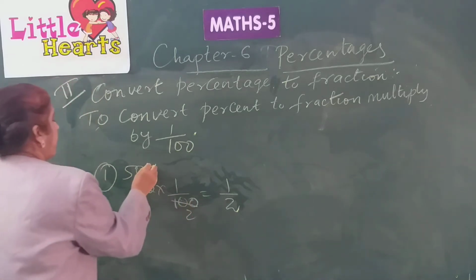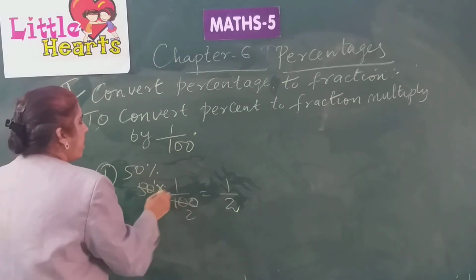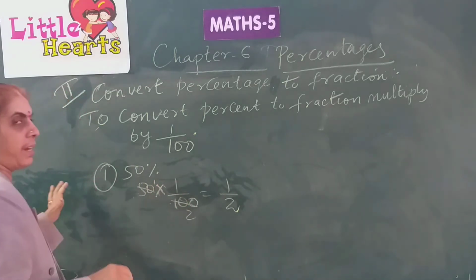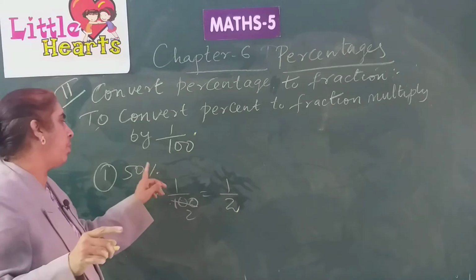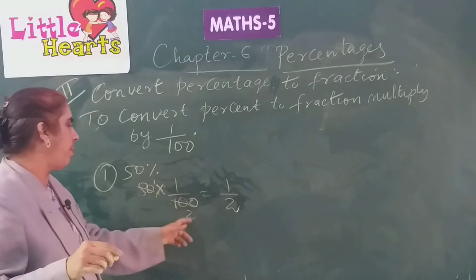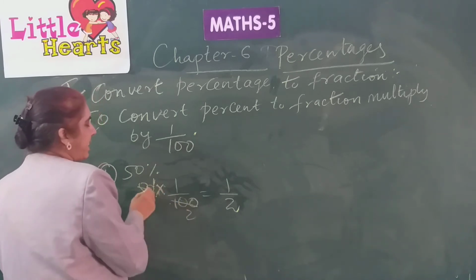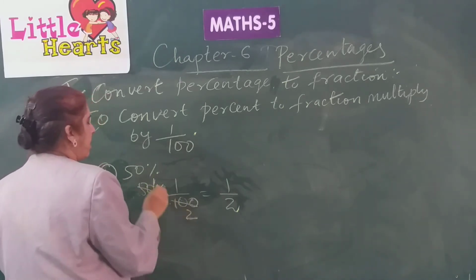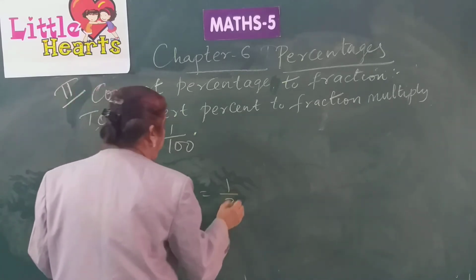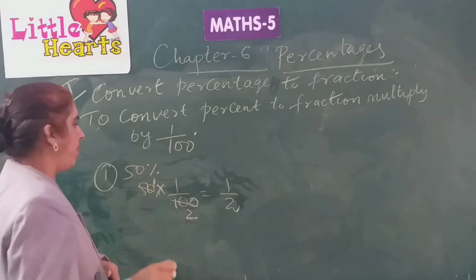So, 50%. The first step is to remove the percentage symbol and multiply by 1 by 100. When you multiply by 1 by 100, you should not write the symbol of percent. 50 into 1 by 100. 50 ones are 50, 2 5s are 50. Just cancel, or reduce it to lowest terms. 5 1s are 5, 2 5s are 10. So 1 by 2 is the fraction of 50%.